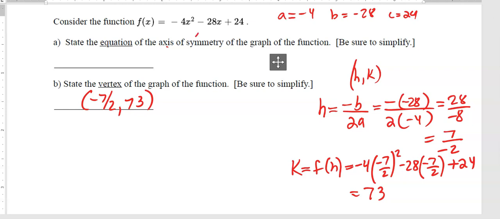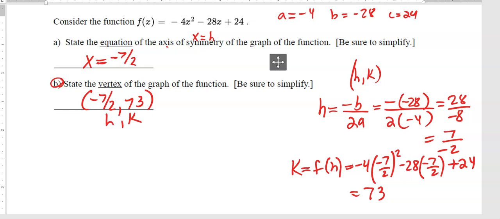My axis of symmetry is always x equals h, where my vertex is (h, k). So in other words, whatever my x coordinate is for my vertex, I'll say x equals negative 7/2. And this will always be my equation of the axis of symmetry. So I would always start with this one first, and that way you'll get the h, and then you'll just say x is equal to whatever that h is.